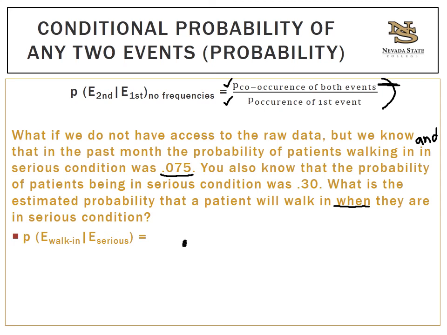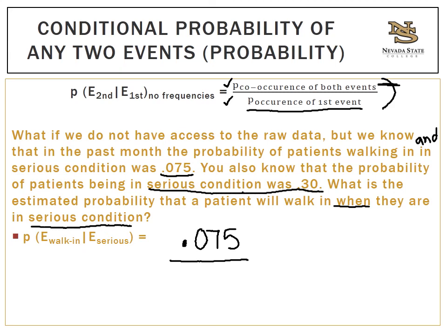So now we know that it's that 0.075, that's our numerator. Then we look here to find the probability of the occurrence of the first event, being in serious condition, and we know that 0.30 or 30% of patients are in serious condition. They met that prerequisite, put that there, and you end up with 0.25 or 25% chance that a patient will walk in when they are in serious condition.